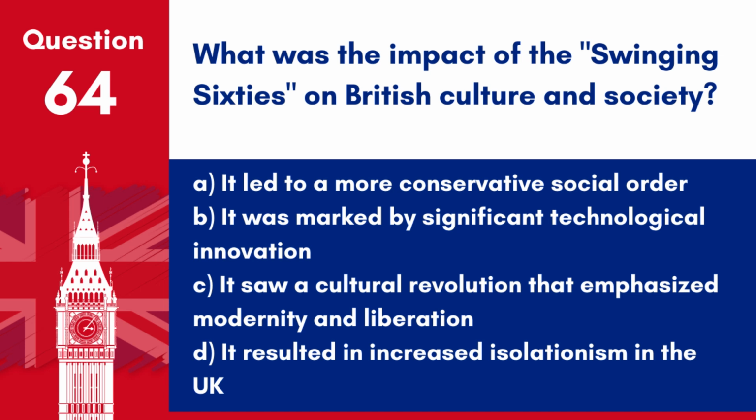Question 64. What was the impact of the swinging 60s on British culture and society? A. It led to a more conservative social order. B. It was marked by significant technological innovation. C. It saw a cultural revolution that emphasized modernity and liberation. D. It resulted in increased isolationism in the UK.